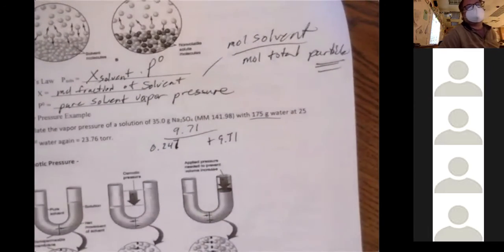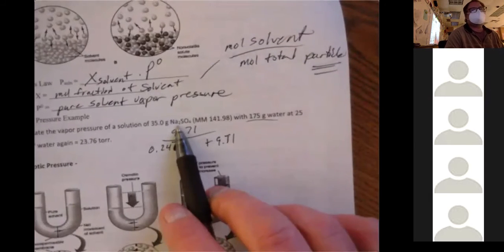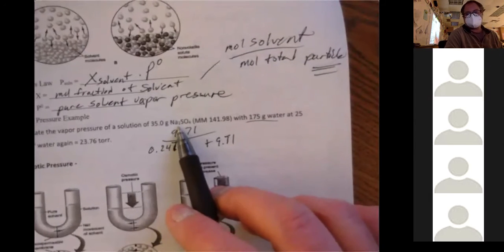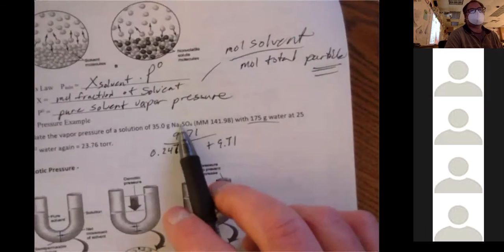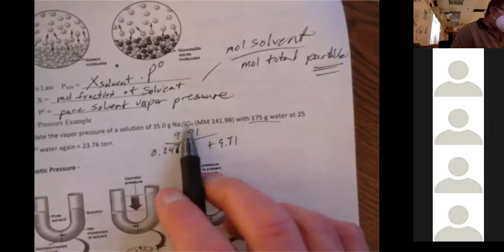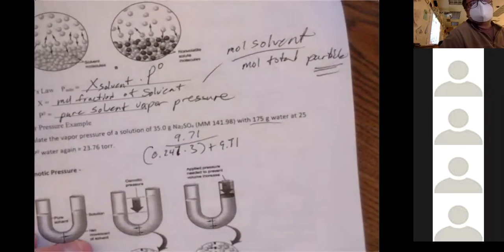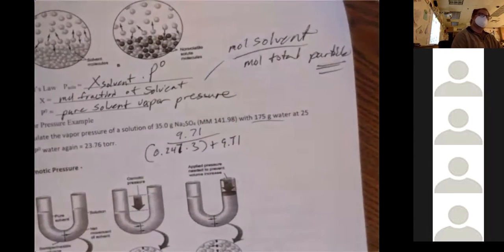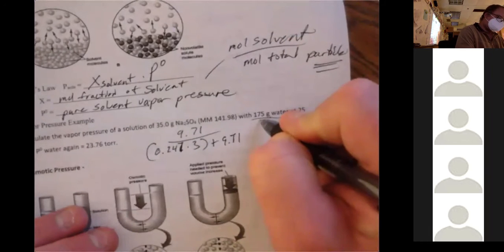Now here is the biggest, craziest shocker of all. Is this an electrolyte? So for 0.247 moles of this, for every 1 mole, how many moles of particles will I get? 3. So if this is the number of moles of this whole, then we need to multiply this by 3 in order to get the total number of moles of particles. The water. This is the moles of water.